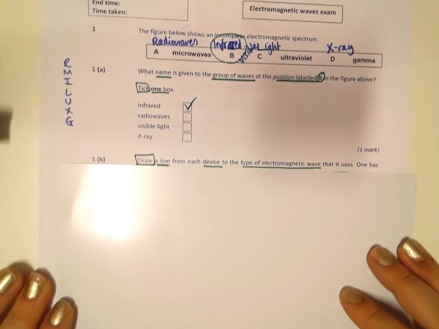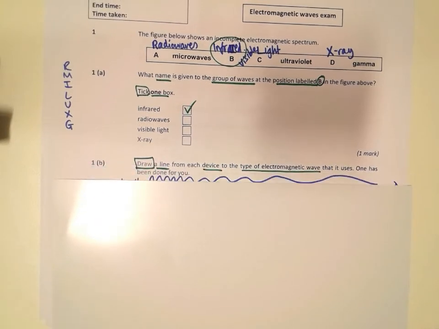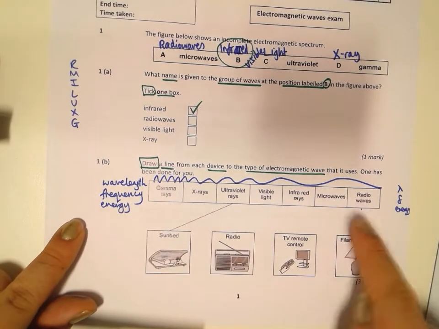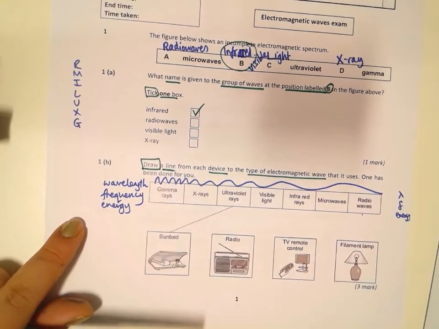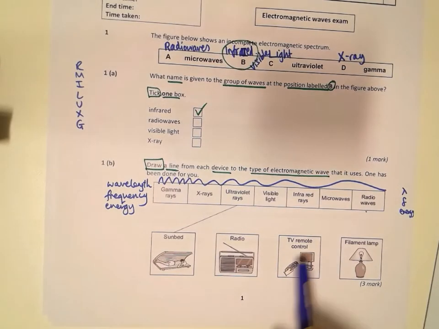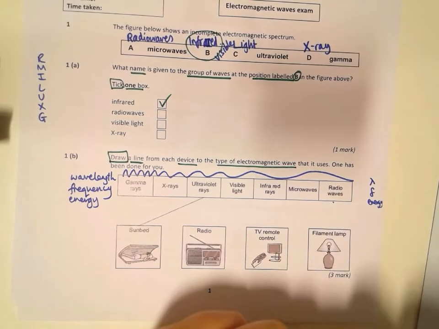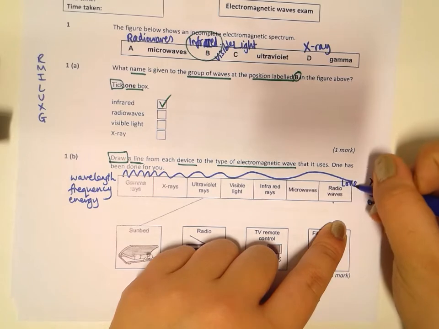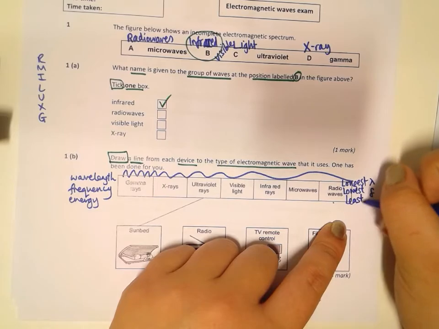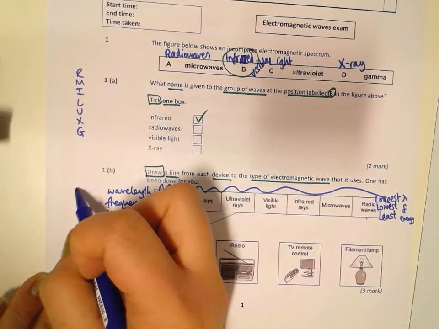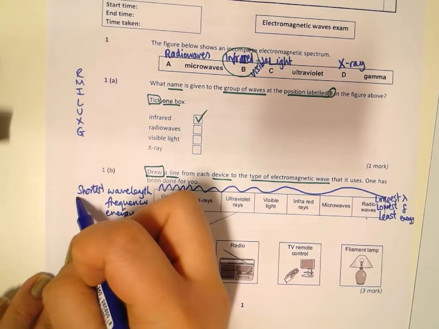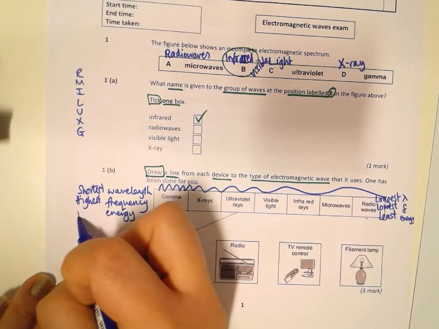Next question, draw a line from each device to the electromagnetic waves. One has been already done for you. Now before I'm drawing the lines, I am firstly thinking about the wavelength, the frequency, and the energy for each of the waves. I always start with radio waves, and this is how I remember. LLL. It has the longest wavelength, as you can see here as I've drawn it. They have the longest wavelength, the lowest frequency, and the least amount of energy. And therefore on this side they have the shortest wavelength, the highest frequency, and the most energy.